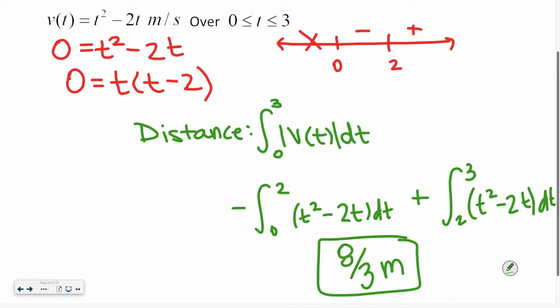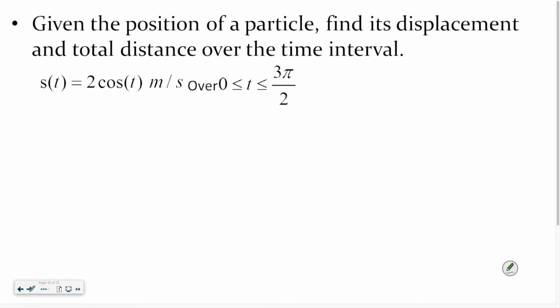Okay, so this is going to require a little bit more work on your part. Okay, so our last one. I want to find the distance and displacement of this guy.